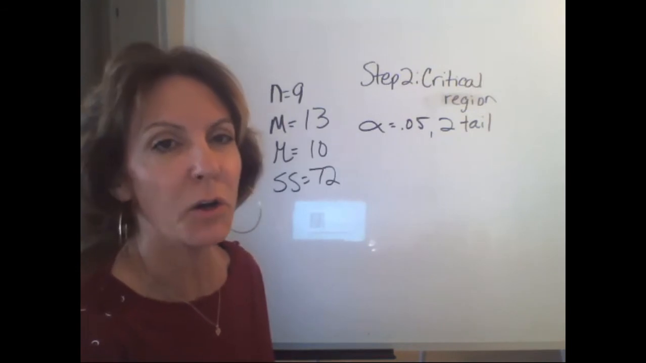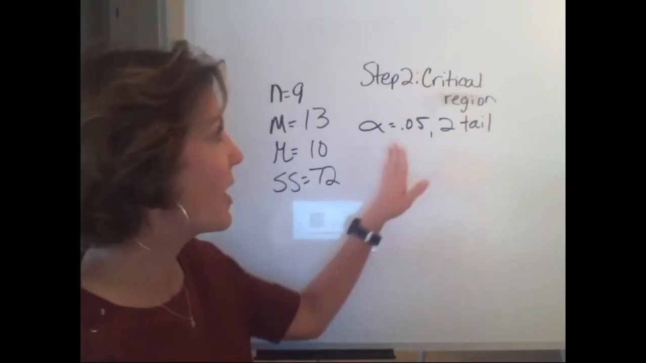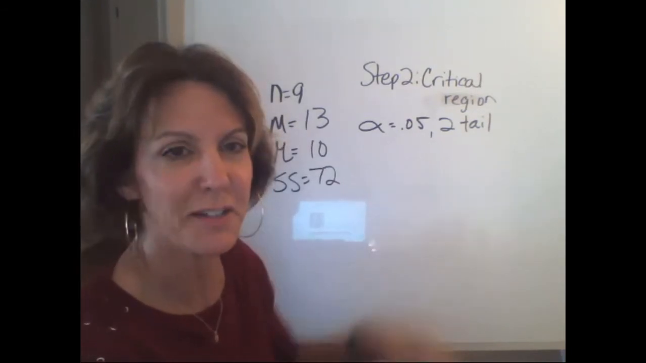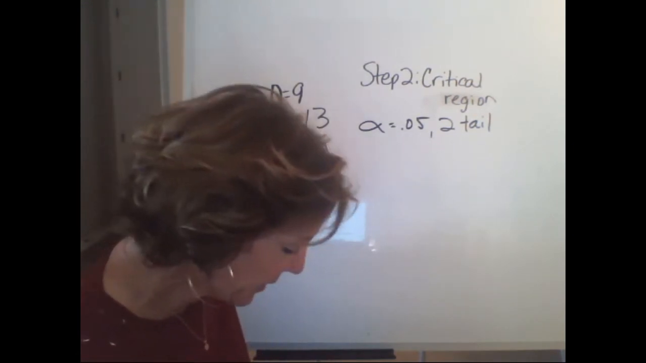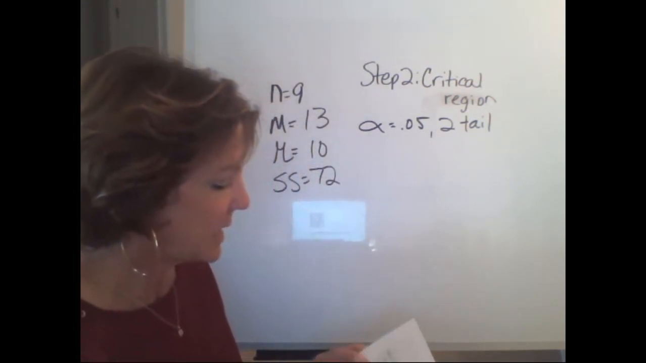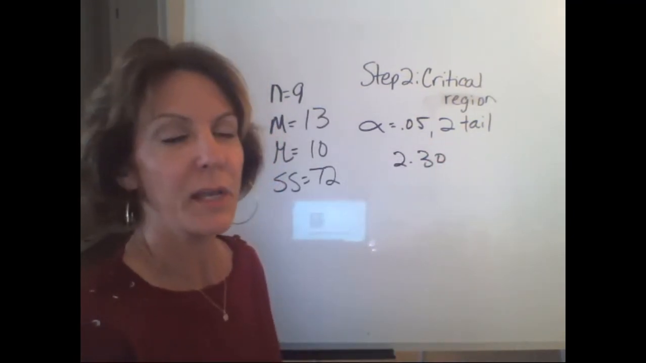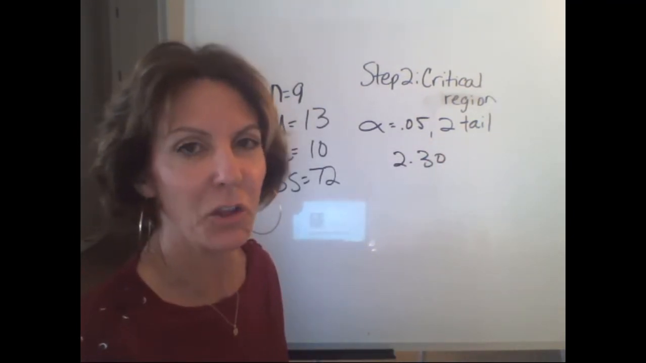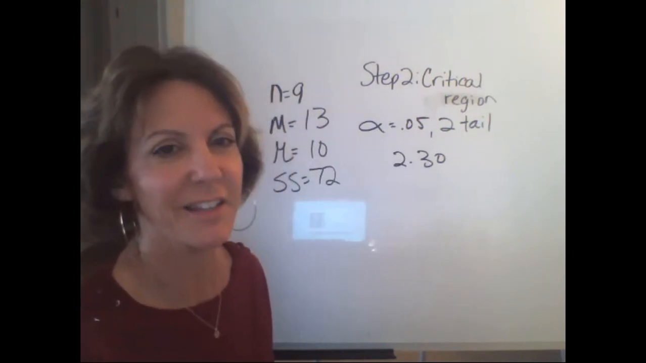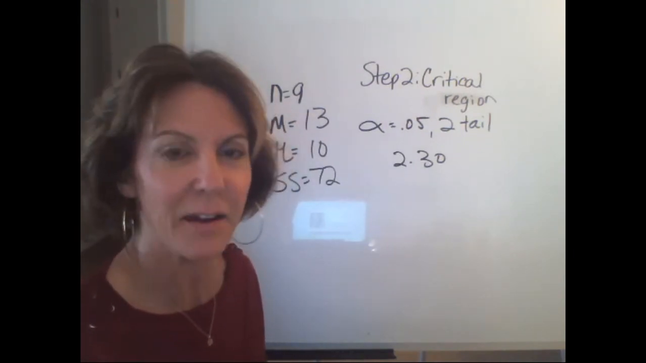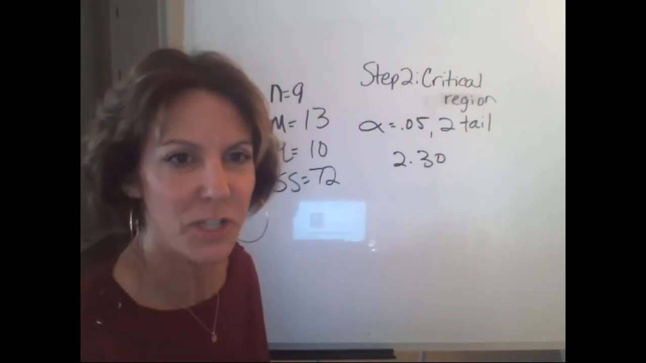So in determining our critical region, we have to look at our alpha level of 0.05 in a two-tailed test. If you look at your t-table, that equals a t of 2.30. So 2.30 is going to be the t that we're going to evaluate our observed t against. So let's take a look at calculating our observed t.